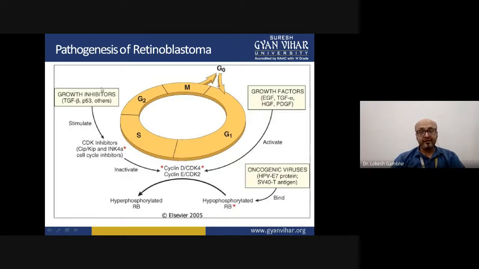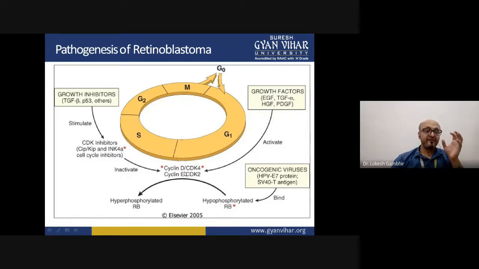Whereas growth inhibitors, the checkpoint inhibitors like p53 and TGF beta, the tumor suppressors, will stimulate the CDK inhibitors like INK4A, CIP and KIP, which will in turn inhibit these kinases. It will inhibit the cyclin CDK association, thereby inhibiting the hyperphosphorylation of retinoblastoma. So this is how the regulation happens between the growth factors and the inhibitors, and that is your actual checkpoint. If growth is required, in response to growth factor, this will be activated. If growth is not required, in response to growth inhibitor, this will not be activated.